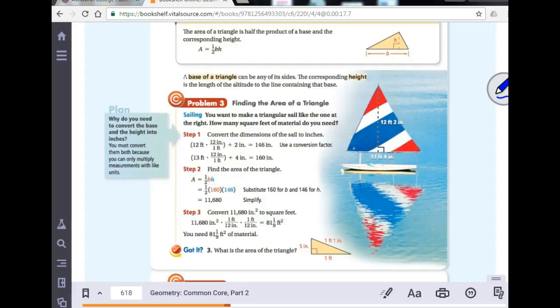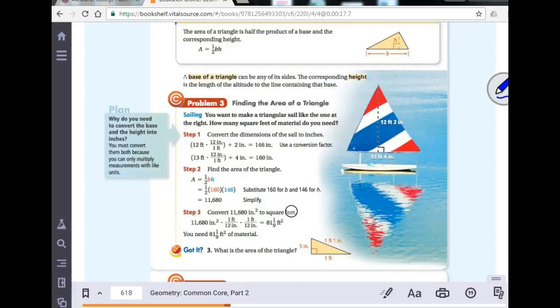Okay? So now that we've got everything in terms of just inches, so that they can be alike, then in step 2, we're simply going to find the area of the triangle, which again is 1/2 the base times the height, which in this case is 1/2, 160, which we got right here from the base, times 146, which we got right here, which was the height. Now, when we multiply that together, that ends up being 11,680. And what are my dimensions? My dimensions are in inches. So that means that I'm talking about 11,680 square inches.